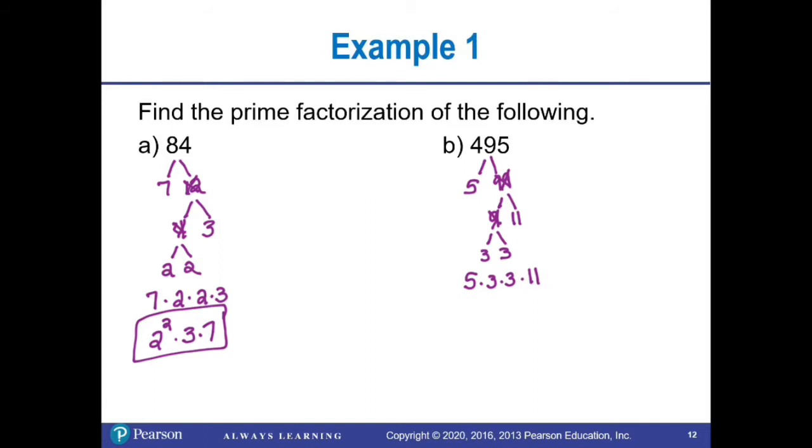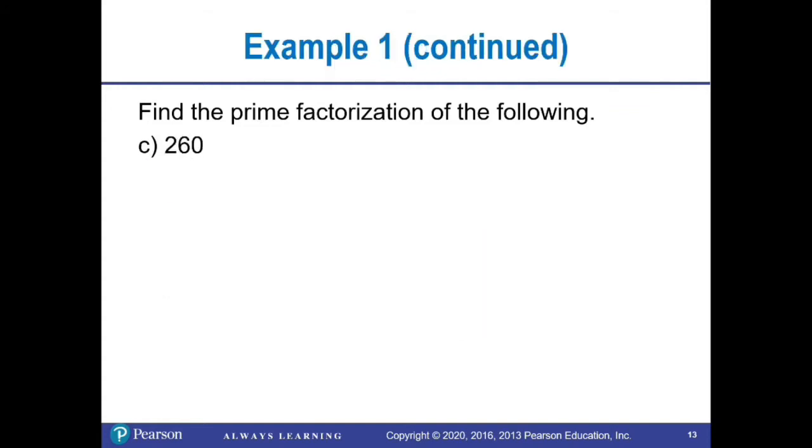So here we'd have 3 squared, because there's 2 3s, times 5 times 11. Part C, 260. Well, 260 ends in 0. By my divisibility test, that tells me that 10 is a factor. So 260 I can rewrite as 26 times 10.